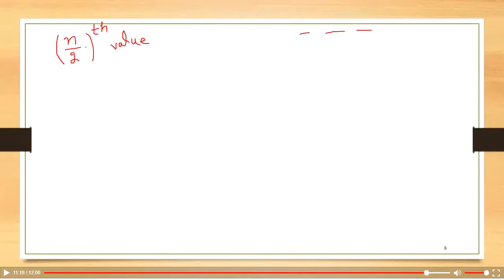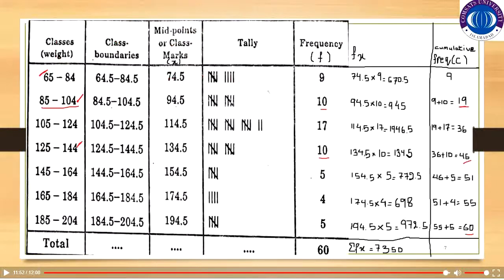Okay, here we have a grouped data set. When we do n by 2, we get 60 divided by 2, that is the 30th value. Not 30 is the median, the 30th value is the median. And from the data set, we don't know what the 30th value is.